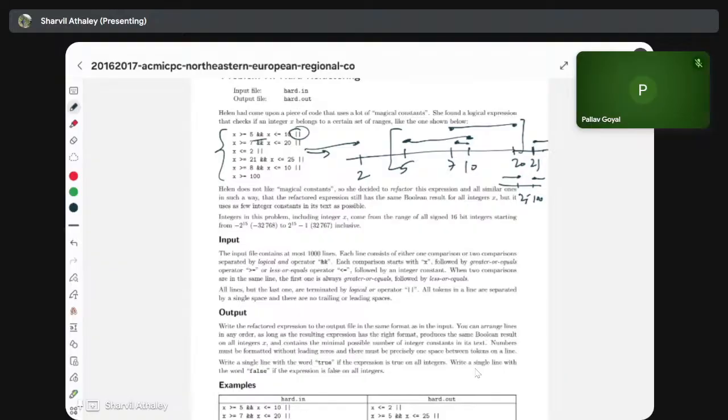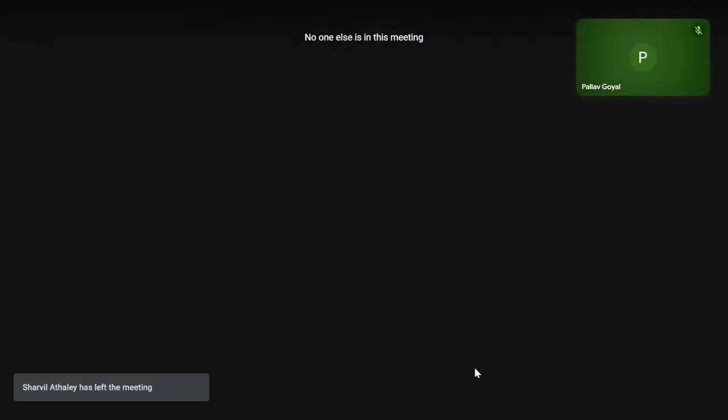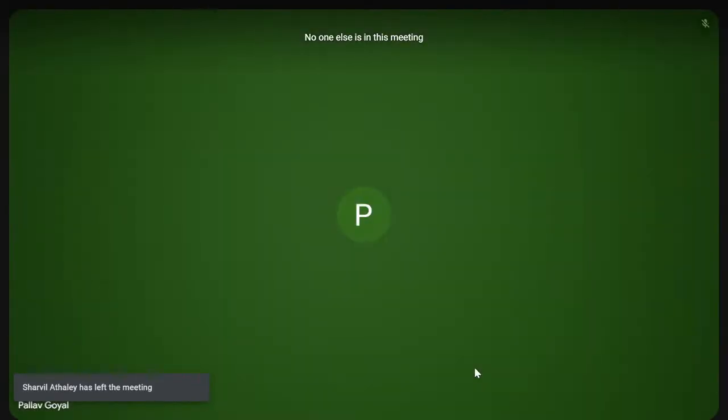And we had to print true when all of the minus infinity to infinity range of integers x satisfy these constraints. So x greater than or equal to 0 and x less than or equal to 10. So it's something like x has to be less than or equal to 10 or x is greater than or equal to 0.